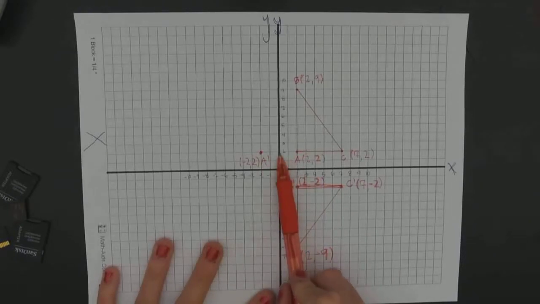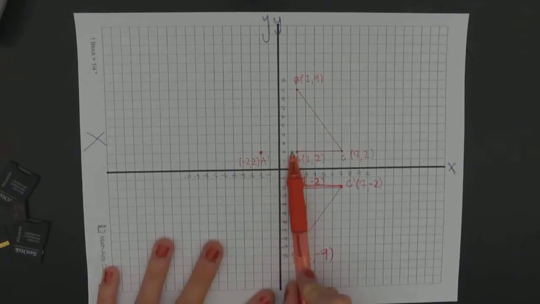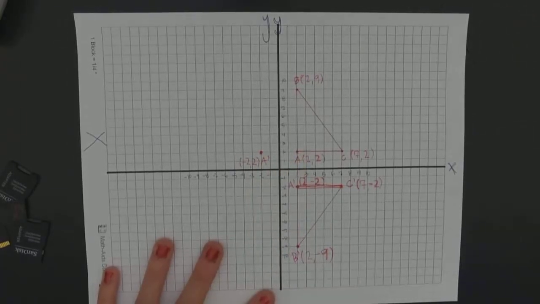Okay, do you guys see that? If I counted to my line of reflection, which in this case is the y-axis, from A prime it is over 2, from A it is also over 2. That is the direct center between the 2 points. That's crucial that you guys remember that. Your line of reflection should be the center.